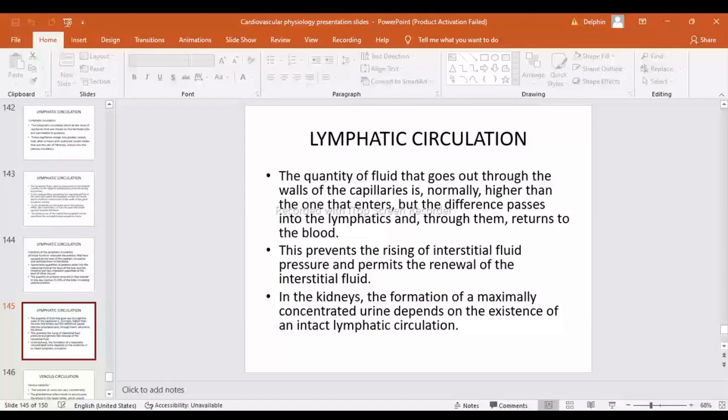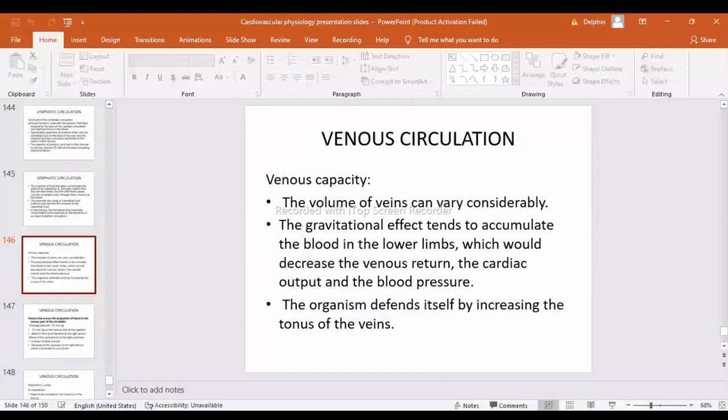And for venous circulation, the volume of the vein can change. We have the gravitational effect when we are standing upright. It means that the flow of blood from the lower limbs and abdomen to reach the heart is difficult due to the effect of gravity, because there is accumulation of blood in the lower limbs. This can reduce the venous return, the quantity of blood returning to the heart, and also can reduce the cardiac output and blood pressure.